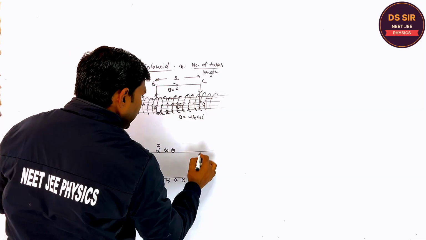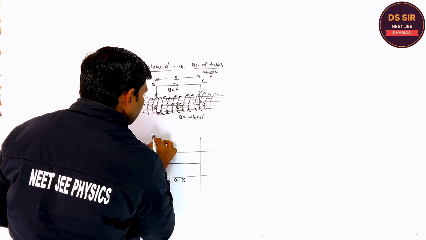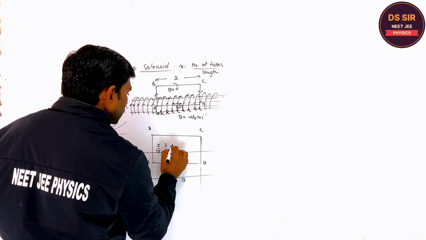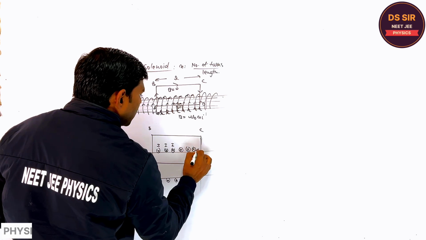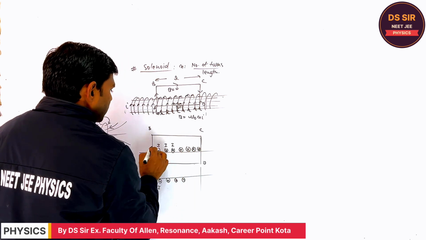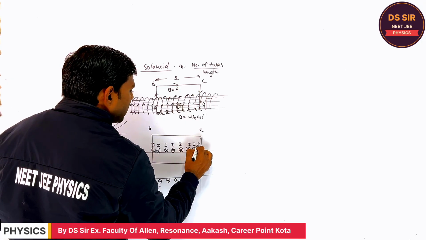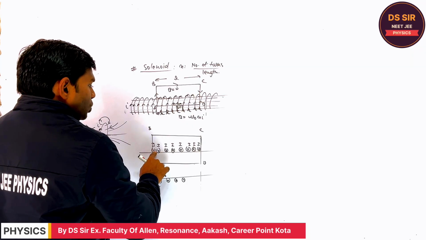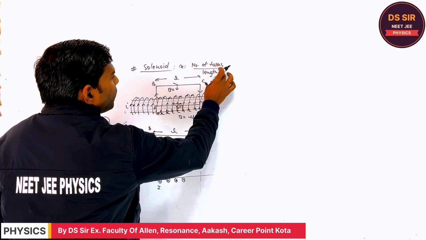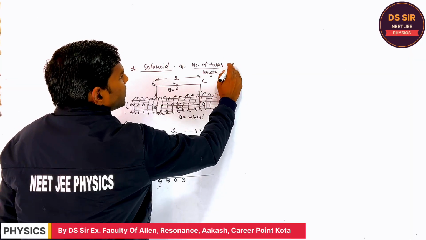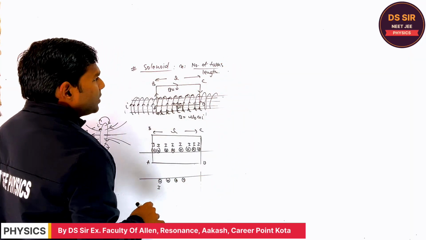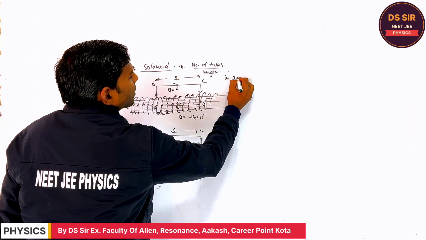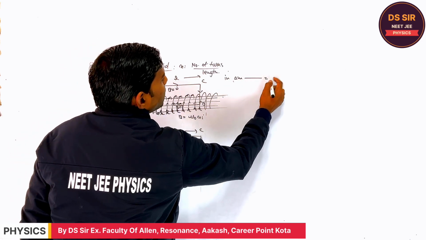So if you consider the length L, this is the Amperian loop, suppose A, B, C, D. This is the current I. So if the length is L and the number of turns per unit length is, for example, 100 turns per meter, it means if n is the number of turns per unit length, in 1 meter, how many turns? n.